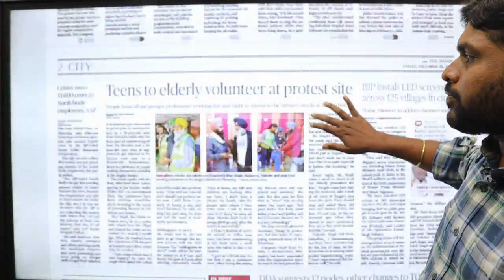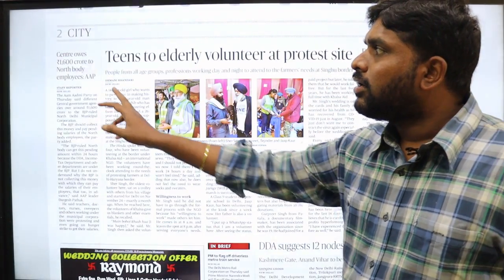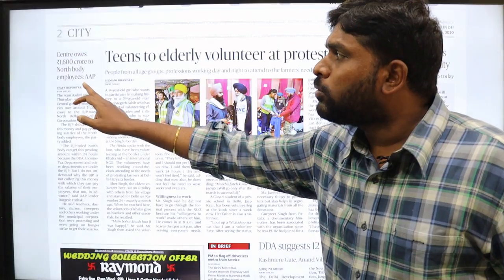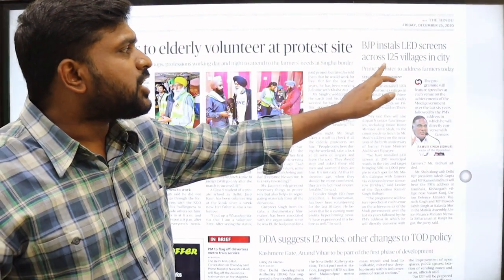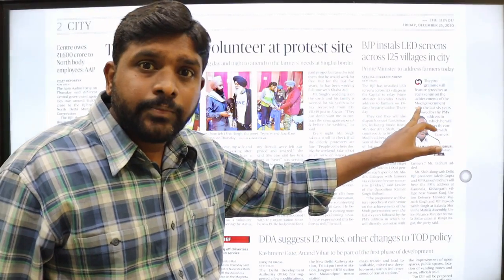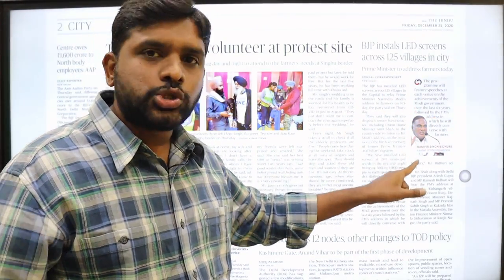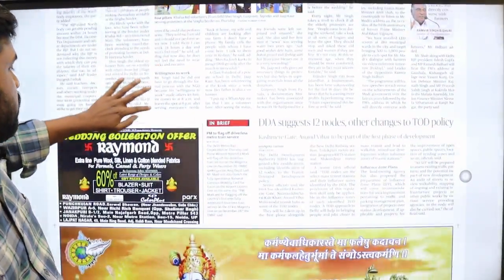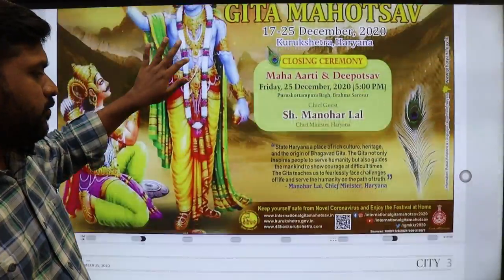Second paper. Teens to elderly volunteer protest site. Not at all required. Center owes 600 crore to North Body employees. Not required. BJP installs LED screens across 125 villages in city. Why? So this can be an example for village development. Why is it so? 1 article. DDA suggests 12 notes. Not required. Second paper finished. I got only 1 news.